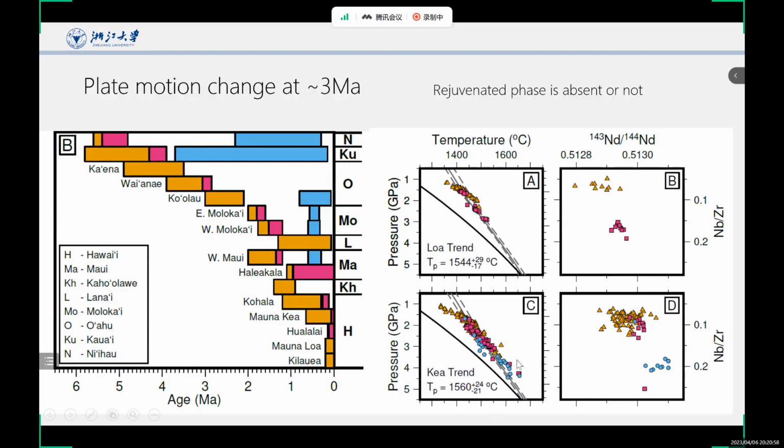Besides, the rejuvenated phase only happened after 3 million years, and in 3 million years there was a plate motion change. So they think the plate motion change led to the result of the Kea trend. So a deeper melting happened and influenced the geochemical features of the Kea trend.